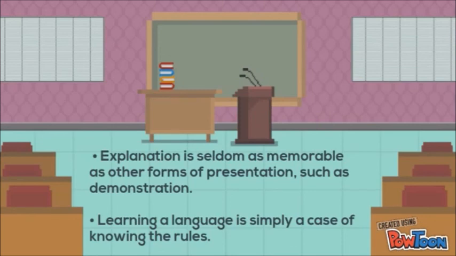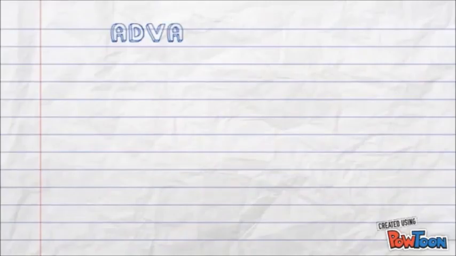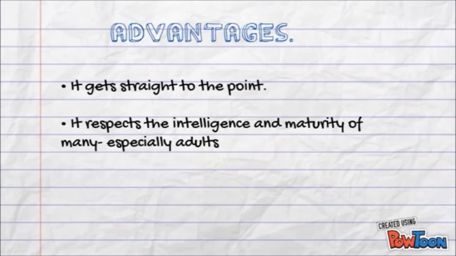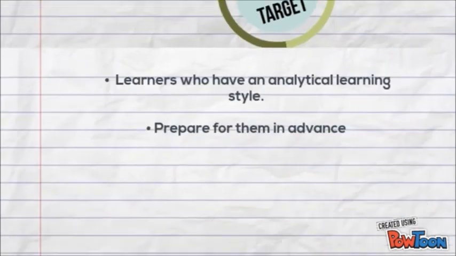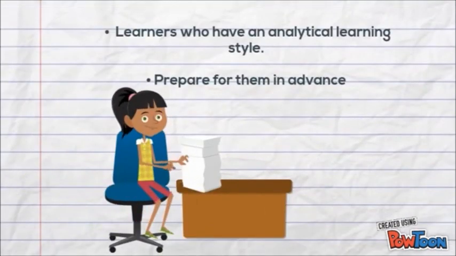And finally, it makes students believe that learning a language is simply a case of knowing the rules. Now let's talk about the advantages. One advantage is that it gets straight to the point, so it could be time-saving for students, and it also respects the intelligence and maturity of many people, especially adults. Why? Because adults are more analytical students, so they like to study by rules.